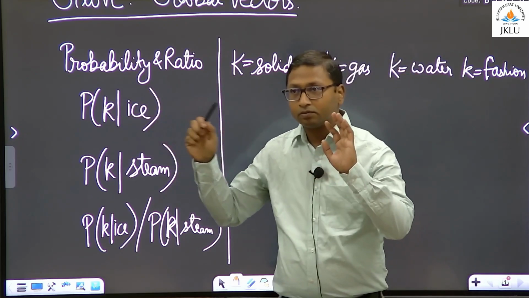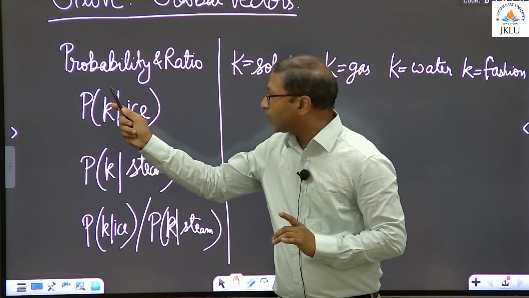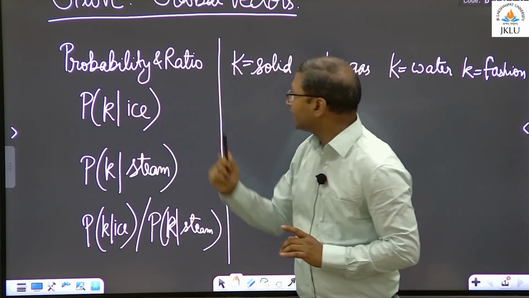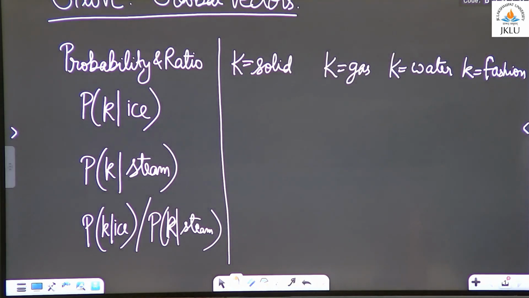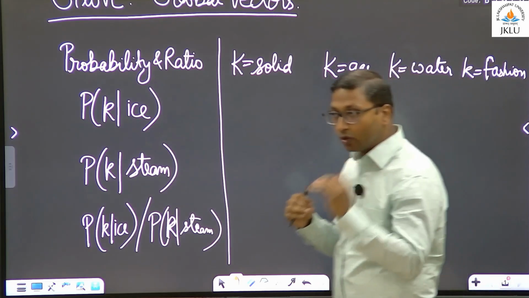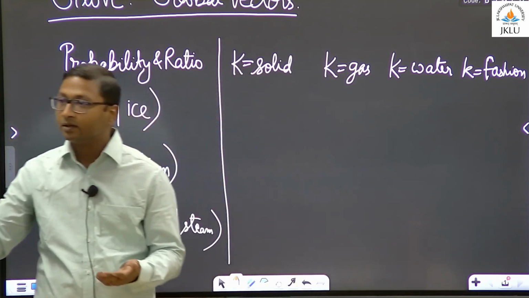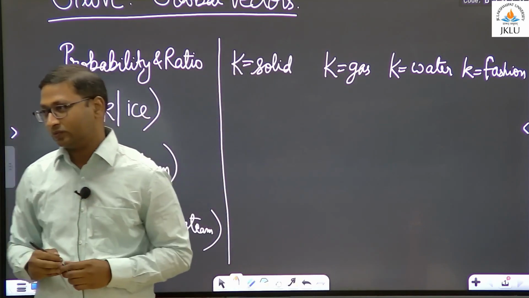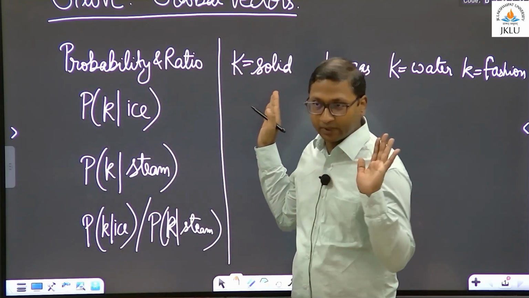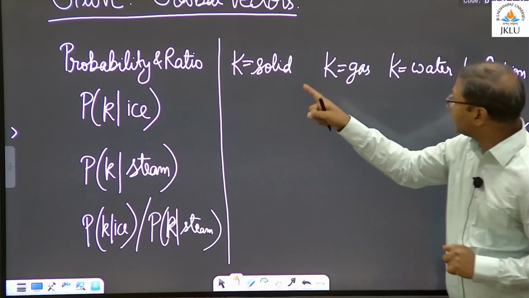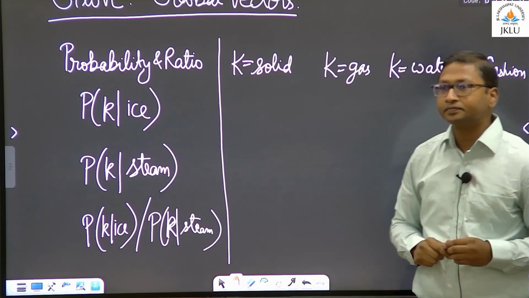So randomly, the question is, what is the probability of solid given ice? You have to tell me whether it is high, okayish or low. Let's keep it high for the time being. What about the probability of gas given ice?